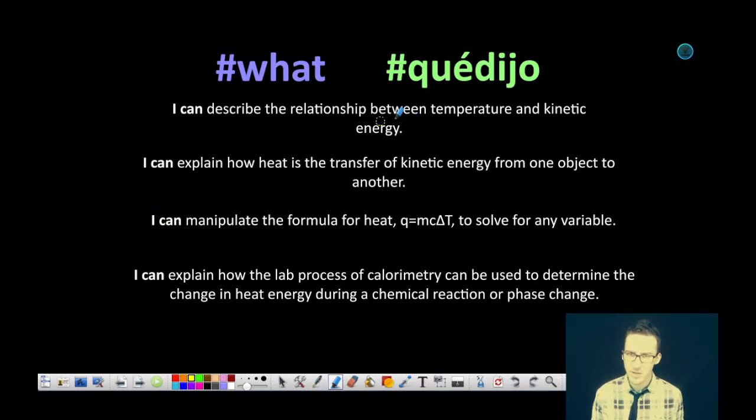First thing we're going to do is talk about the relationship between temperature and kinetic energy, that is, the energy in motion. We're going to explain how heat is the transfer of kinetic energy from one object to another. We're going to manipulate a formula for heat, Q equals mcΔT, which you may recall from your first year chem class, also known as MC delta T, and solve for any variable. And then lastly, we're going to talk about how the lab process of calorimetry is a fun one, but also how we can use it to determine the change in heat energy during a chemical reaction or a phase change.